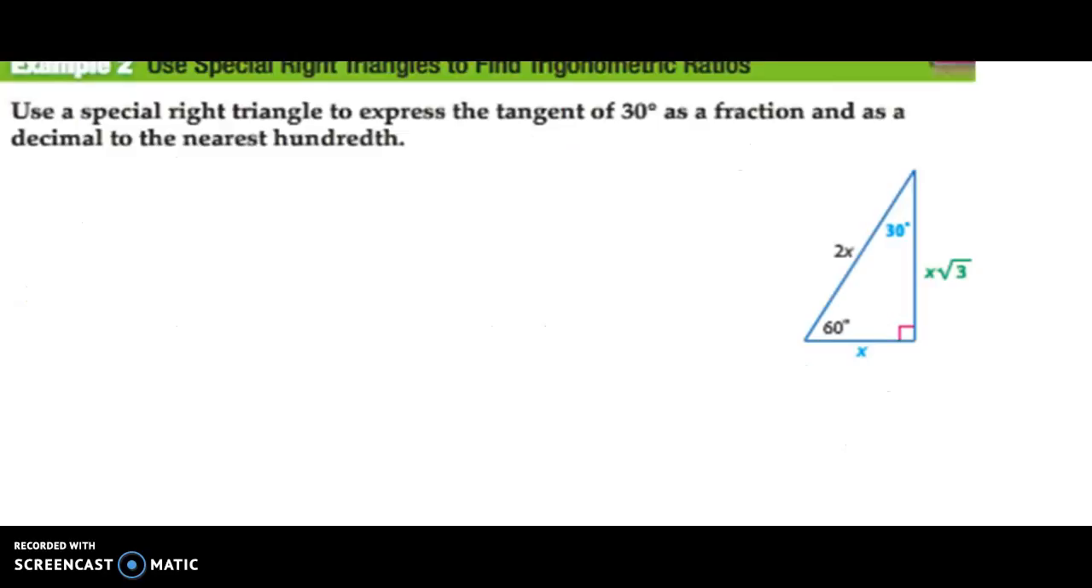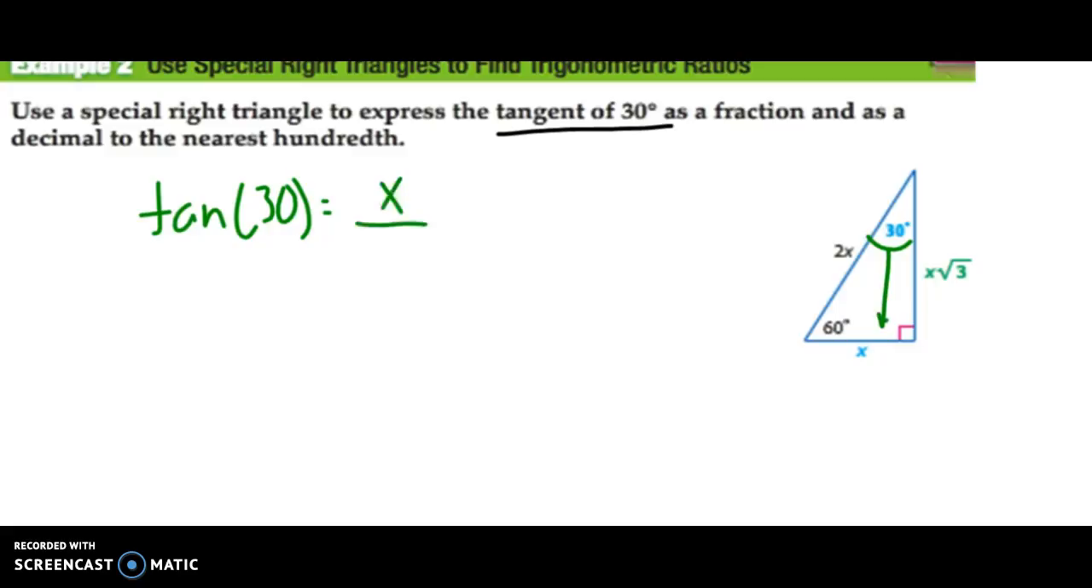Now, example 2. It says use the special right triangle to express the tangent of 30 degrees as a fraction and as a decimal to the nearest hundredth. So we're looking for the tangent of 30 degrees. So we're looking for this one. And so tangent of 30 degrees is going to be the opposite over adjacent. And you'll notice that since they both have an x in it, the x's cancel out, and so I get 1 over the square root of 3.